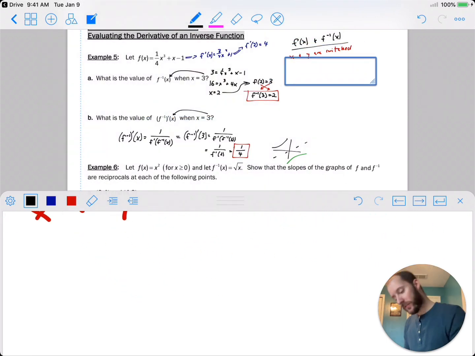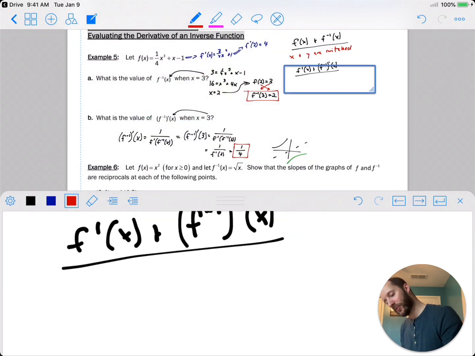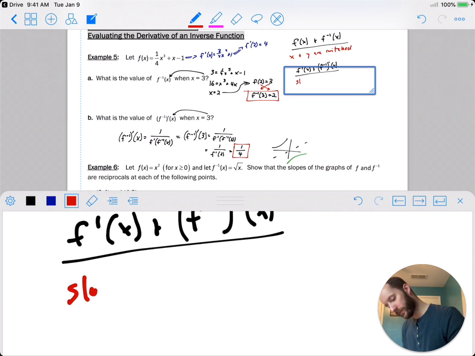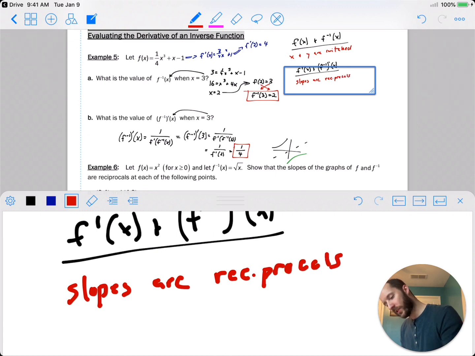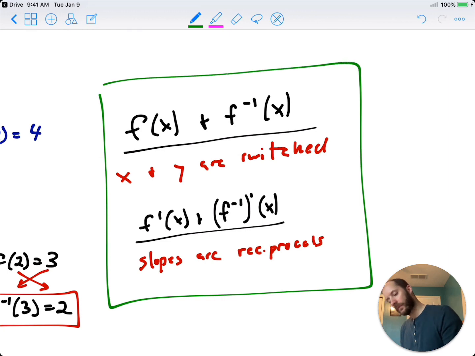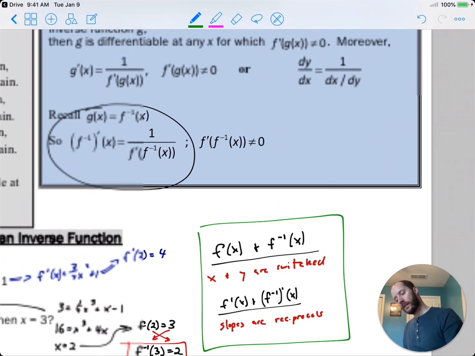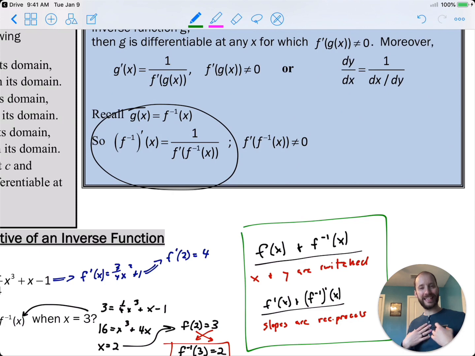If we look at their derivatives, f prime of x and f inverse prime of x, we see the relationship that their slopes are reciprocals. So, remembering those properties: if you're looking at just f inverse, x and y swap, and for f prime and f inverse prime, the slopes are reciprocals. This formula I've circled is, for me, the easiest to remember.